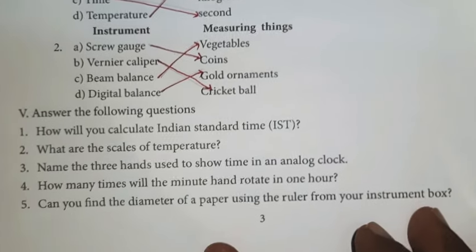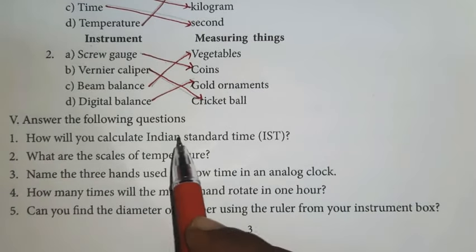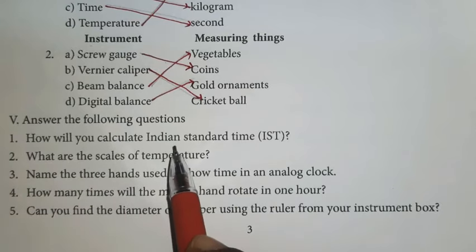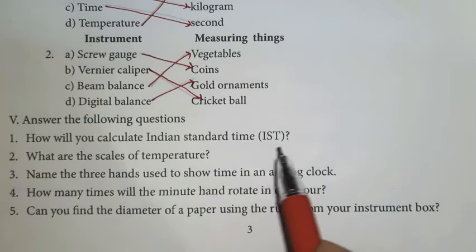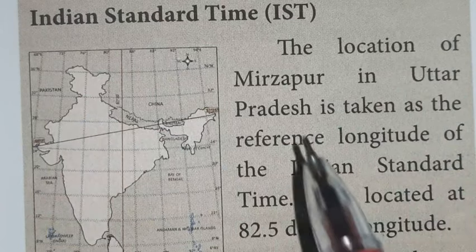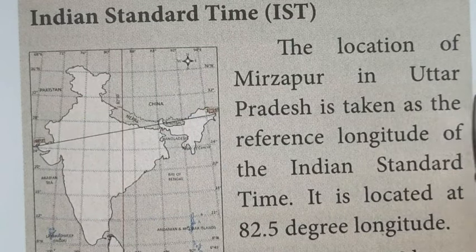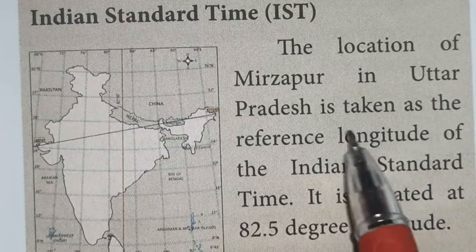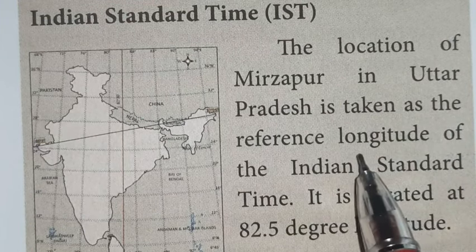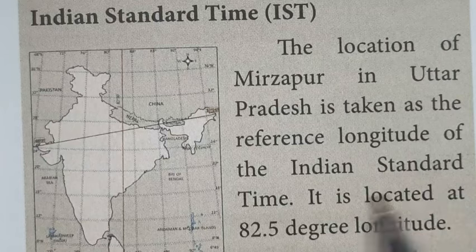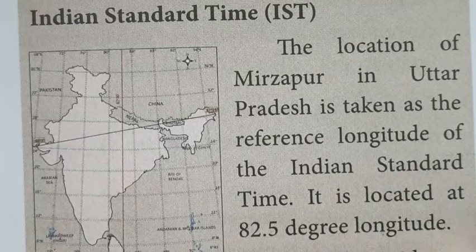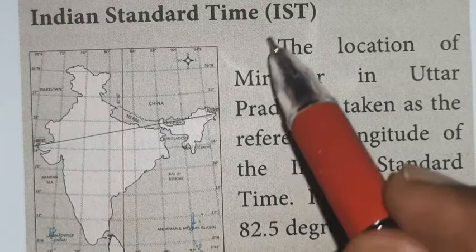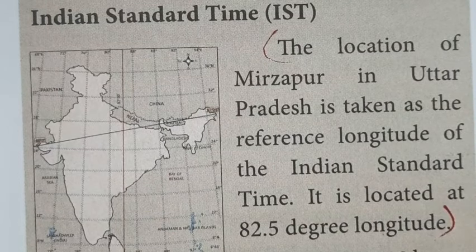Next, part 5. Answer the following questions. First question, how will you calculate Indian Standard Time, that is IST? The location of Mirzapur in Uttar Pradesh is taken as the reference longitude of the Indian Standard Time. It is located at 82.5 degree longitude. So this is the answer for first one.